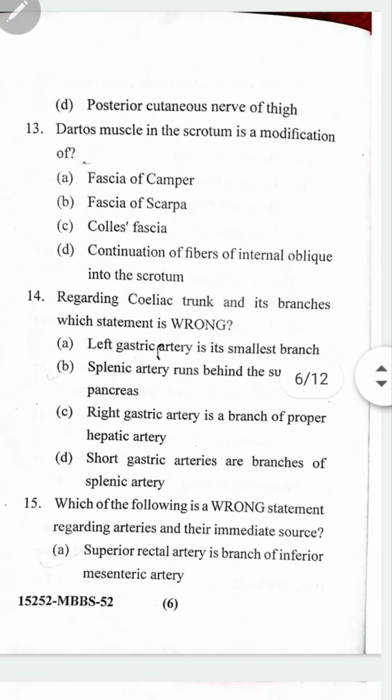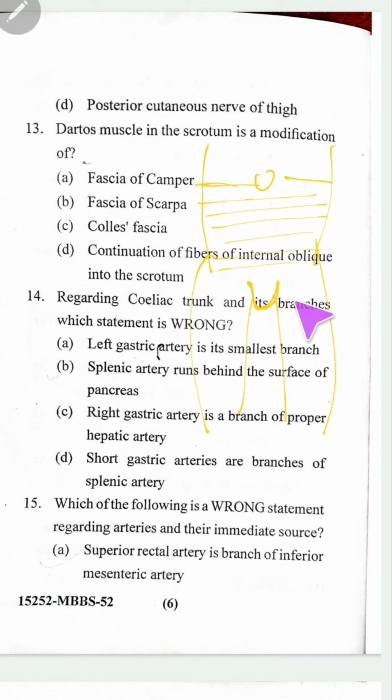Then, dartos muscle in the scrotum is a modification of... So it's an easy thing. Let me tell you that the superficial fascia in the lower half of the abdomen, here you have genitalia, you have the thighs here. So remember that the superficial fascia in the lower portion of the abdomen has two layers: a superficial fatty layer called fascia of Camper and a deep membranous layer, that is fascia of Scarpa, right?